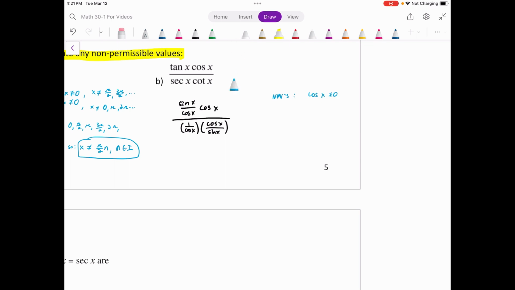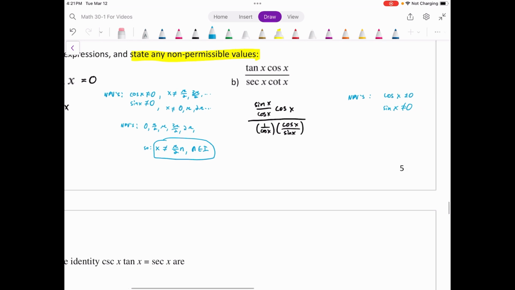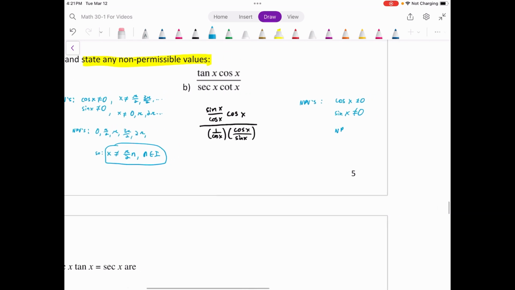And since we are doing a division by sine of x here, right? Yes, it's in a denominator, but this is still a division, cos of x over sine of x. We also know that sine of x cannot equal 0. That's actually the same thing we had in this one, so if you're okay with it, I'll just recycle that. So x cannot equal multiples of pi over 2, right? Either cos of x or sine of x is 0 at each of the quadrantal angles, and all angles coterminal to the quadrantal angles. All right, now let's get back to simplifying this thing.